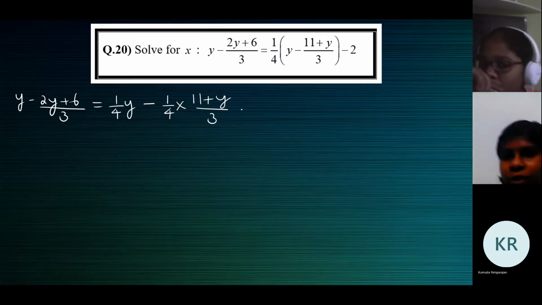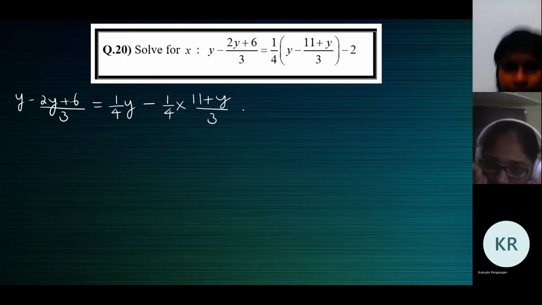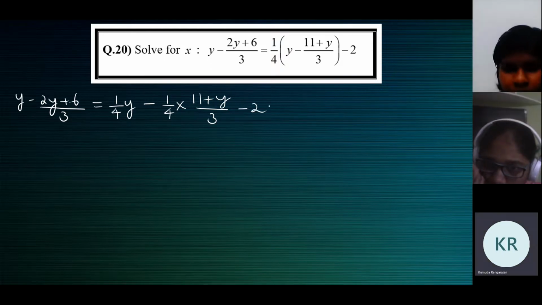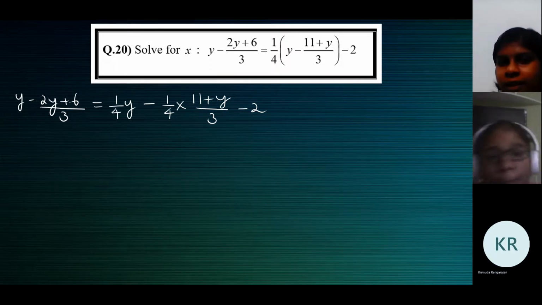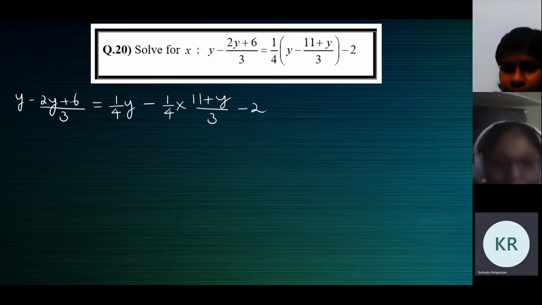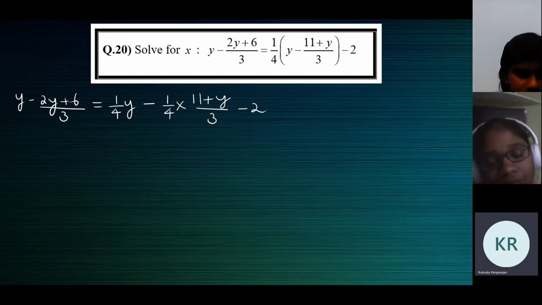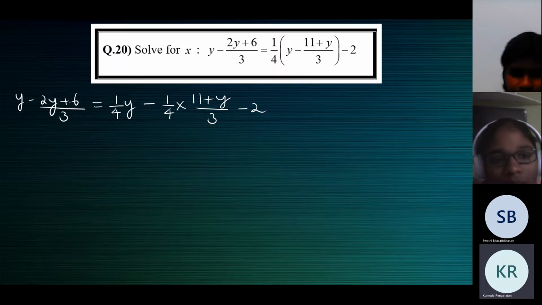Ma'am, no ma'am. We should put it as it is, minus 2. Why should we not multiply 1 by 4 with minus 2? Ma'am, because it is outside the bracket. Very good, because it is outside the bracket. Only the terms inside the bracket must be multiplied by 1 by 4. Very good.